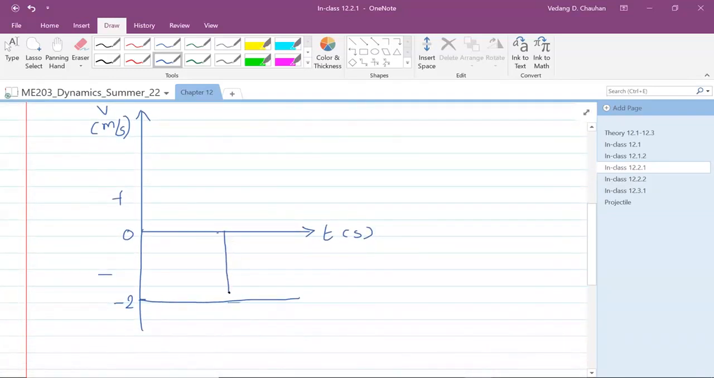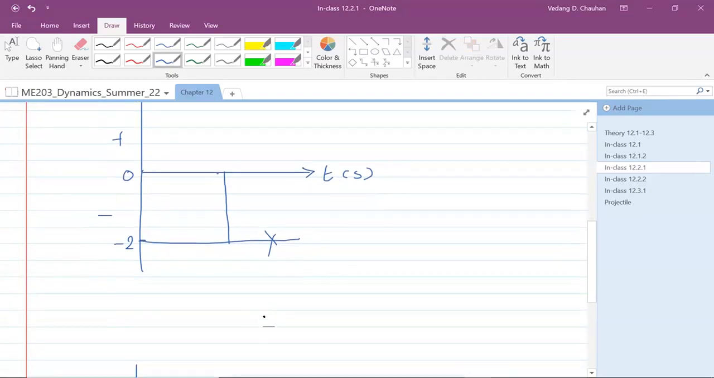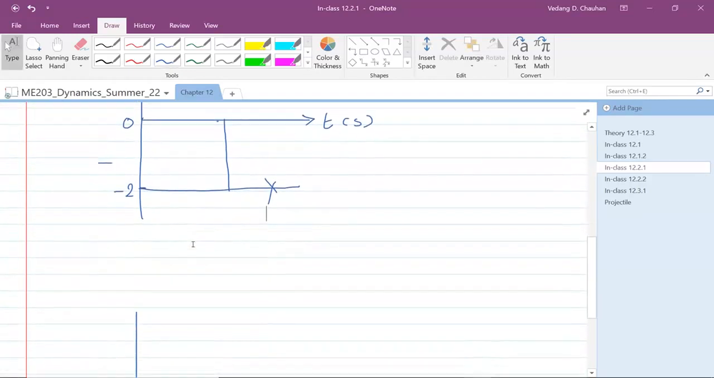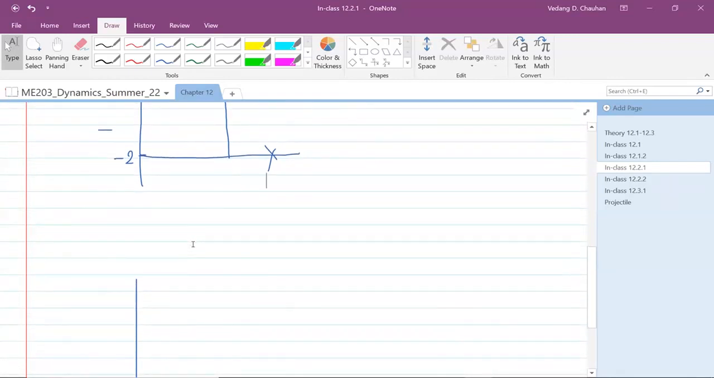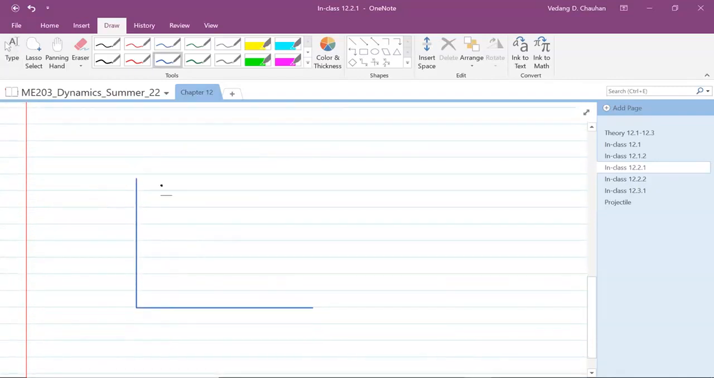At 1, you can join this here. This is an extra portion that we can get rid of. So that's the velocity plot. Now, velocity is a graph with a constant value. It's a horizontal line. So what is the slope of a horizontal line? As you know, the slope of a horizontal line is 0. So the acceleration plot is much simpler here.